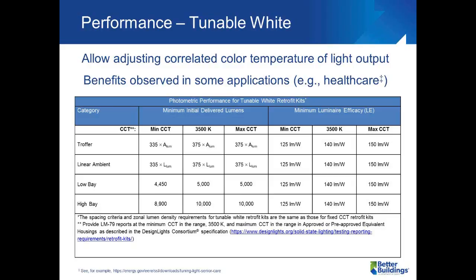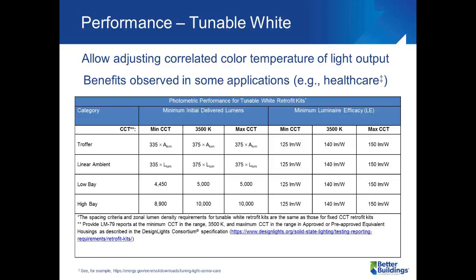For tunable white products, which have been observed to have some benefits in certain applications, this table provides the minimum initial light output and luminaire efficacy. In general, lower efficacies are observed for lower CCTs, and this table provides an allowance for slightly lower light output and efficacies at the minimum CCT to take this into account, relative to 3500 Kelvin. For higher CCTs, higher efficacies are typically observed, and this table shows a slightly higher efficacy at the max CCT.